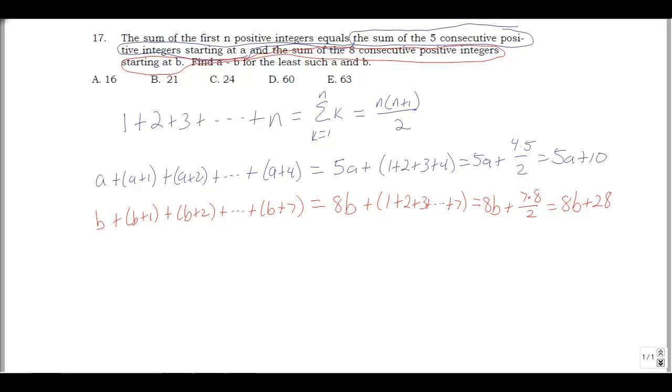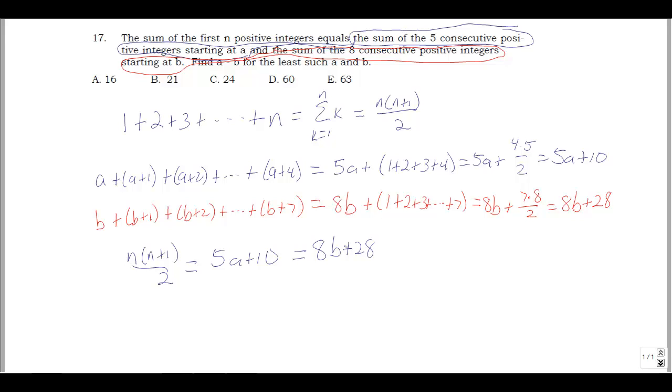Okay, so we get two equations here. We have n times n plus 1 over 2 has to equal both 5a plus 10 and also 8b plus 28. So we have a string of 3 things that are all equal. Essentially that gives us 2 equations, but we have 3 unknowns. It seems like we don't have enough information. But it turns out that n, a, and b also have to be integers, so we're going to use that as well.